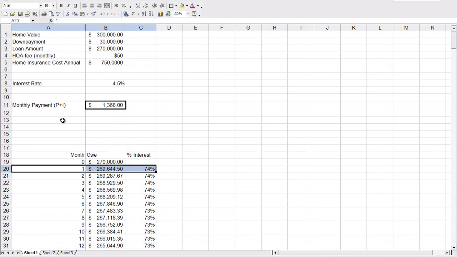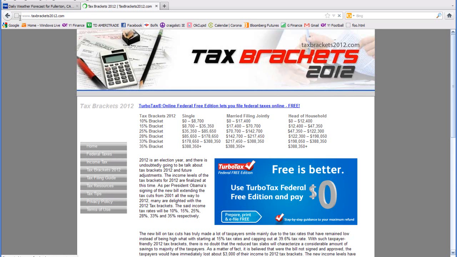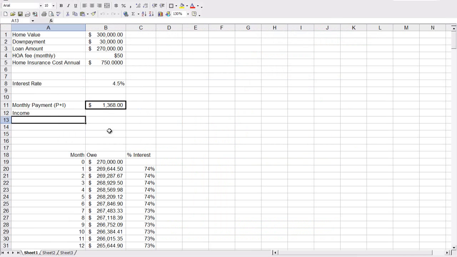So let's say your income, what's important here is your tax bracket. So I found a better website here called taxbrackets2012.com. So let's say you're making around 80,000. So that puts you in the 25% tax bracket. So your income tax is 25%. Your annual deductible interest is, I think that's right, 0.74, times that times 12.